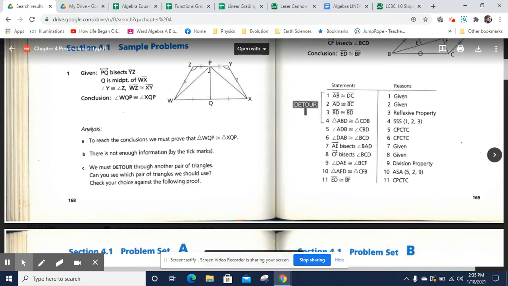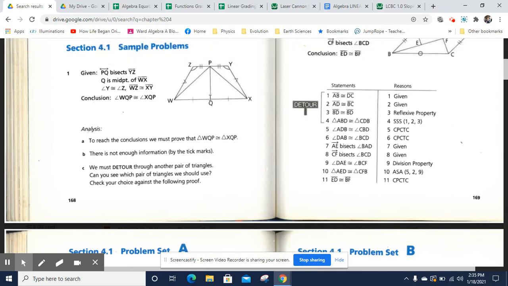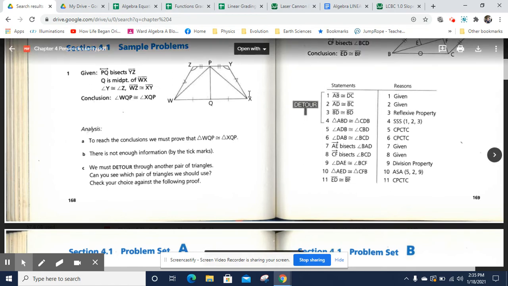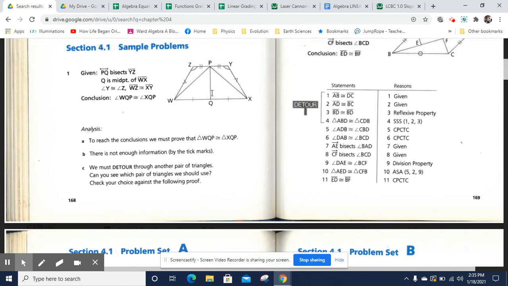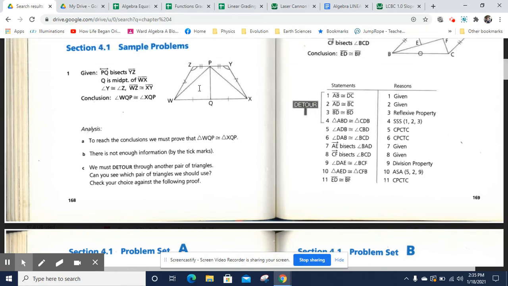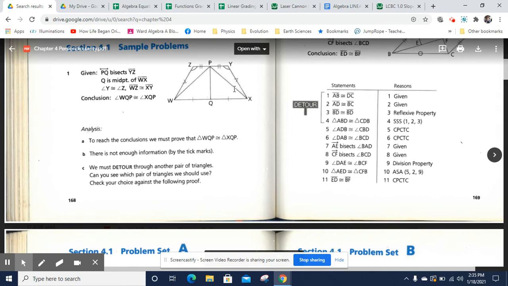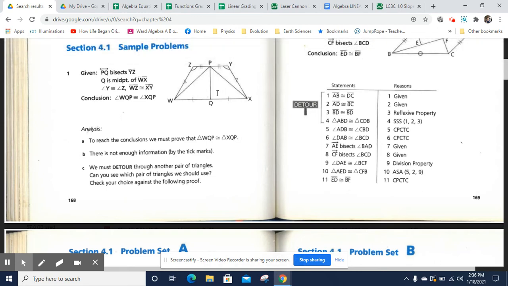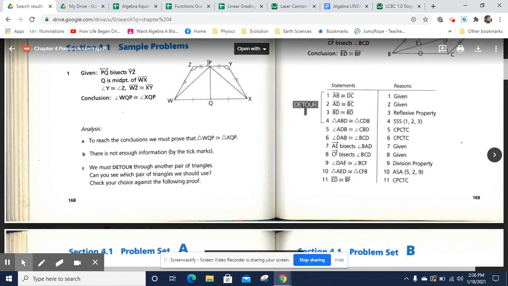So what I've said is we need to do a detour from proving that angle WQP is congruent to angle XQP, because we don't have enough information to prove these triangles. But if we could prove WP and XP are congruent, then we could prove these two triangles are congruent. We have a side that would be reflexive, and then we would have a third side, and then it would be side, side, side for the proof. So let's take a look and see what the other triangle is.